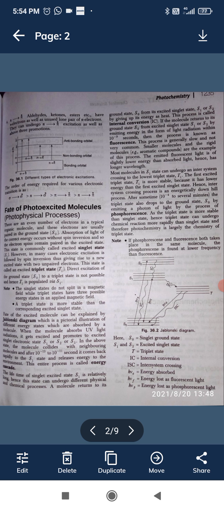So please remember, sigma to sigma star is possible, n to sigma star is possible, pi to pi star is possible, n to pi star is possible. There is no sigma to pi star or pi to sigma star. So these are not possible electronic excitations, and these are not at all possible in any of the organic molecules when we study photochemistry or photochemical reactions.